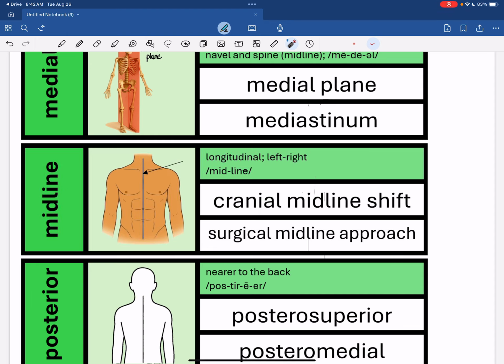A cranial midline shift. So you have cranial, that's toward the head. Midline is that longitudinal line, and shift means movement to one side or the other. So cranial is referring to the brain inside the skull. It's not the skull that shifts, it's the brain inside the skull.